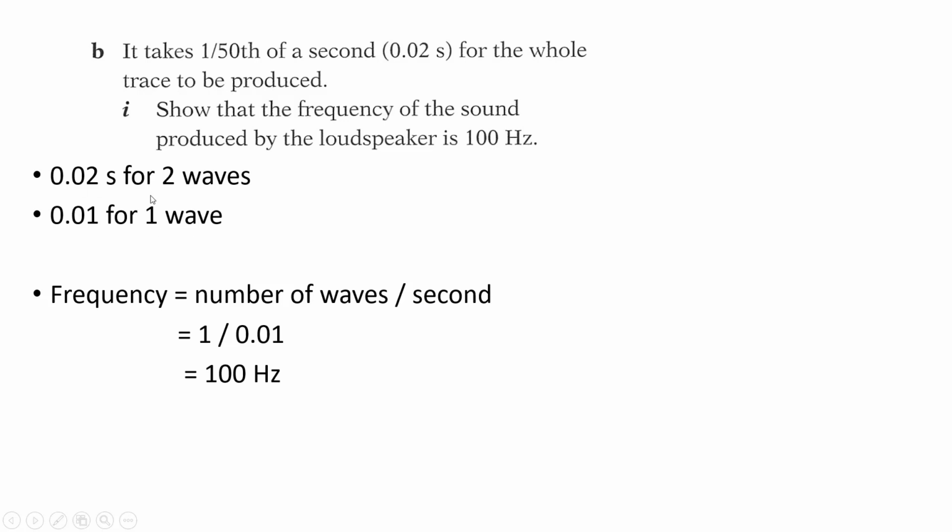Now, the two waves, they took 0.02 seconds. If we have one wave, how much will it take? Half of the time. So half of 0.02 is 0.01. Now we will find the frequency, number of waves over second. Number of waves, how many waves? One, over time, how much time did this one wave take? So it's 0.01. If you divide 1 over 0.01, you will get 100 Hertz.